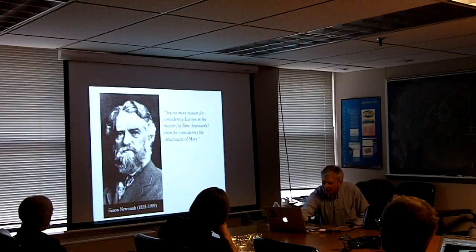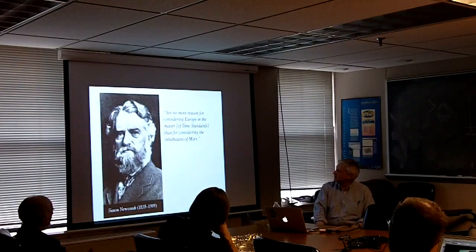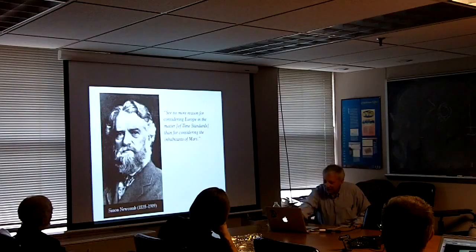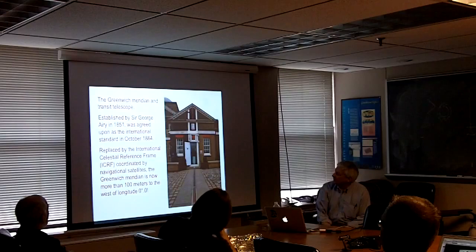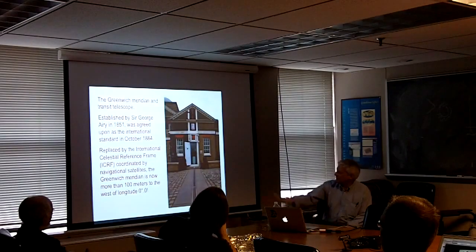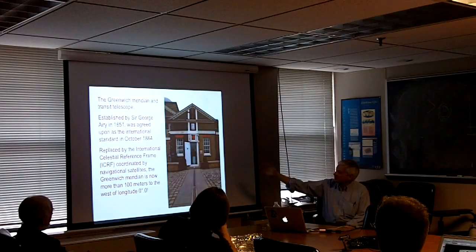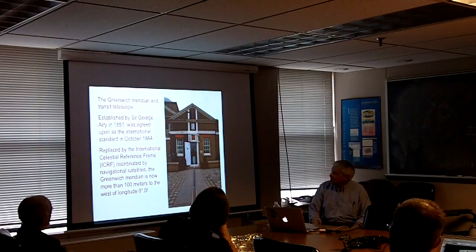everyone agreed. I might mention that Simon Newcomb again appeared and gave Fleming a lot of trouble and said he saw no more reason for considering Europe than for considering the inhabitants of Mars. But nevertheless, despite all the trouble he brought to this, the decision was made to set the prime meridian to the location of this transit telescope in Greenwich, established there by Sir George Airy in 1851.